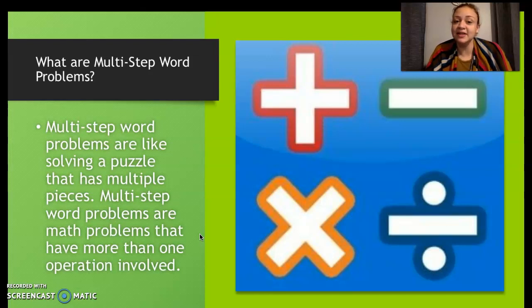Multi-step word problems are like solving a puzzle that has multiple pieces. Multi-step word problems are math problems that have more than one operation involved. So with these word problems, you're going to have more than one step, hence the name multi-step. Also, you might have more than one operation involved. And remember, our four operations are adding, subtracting, multiplying, and dividing.